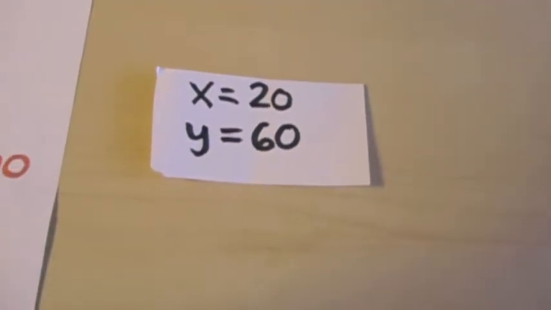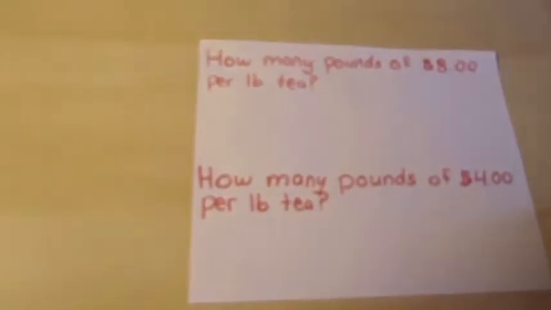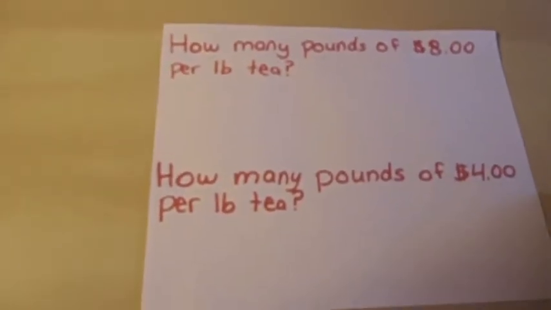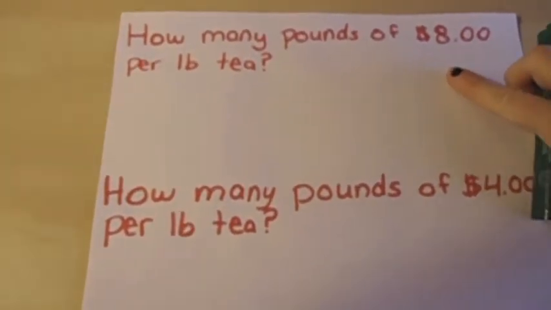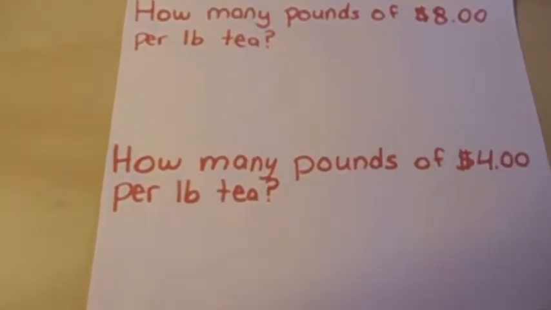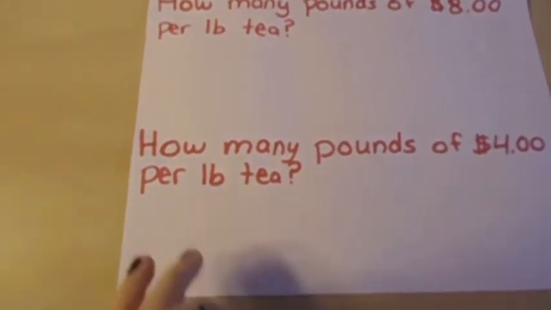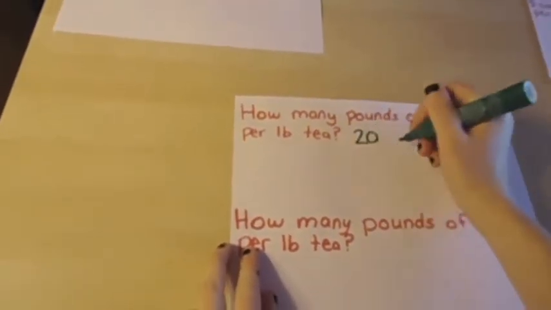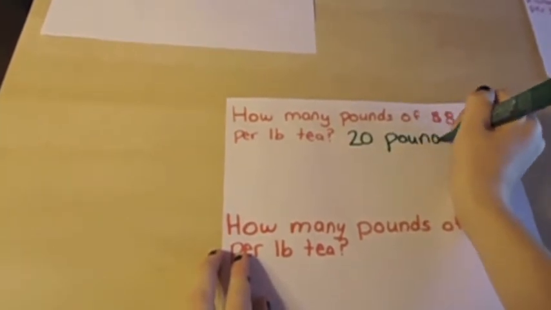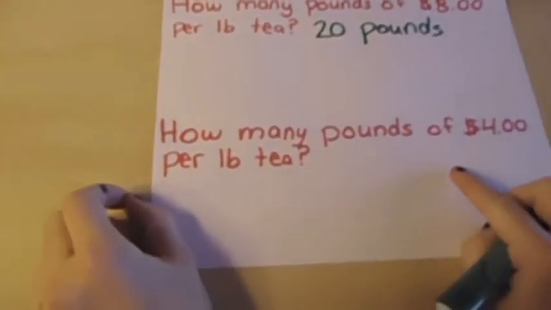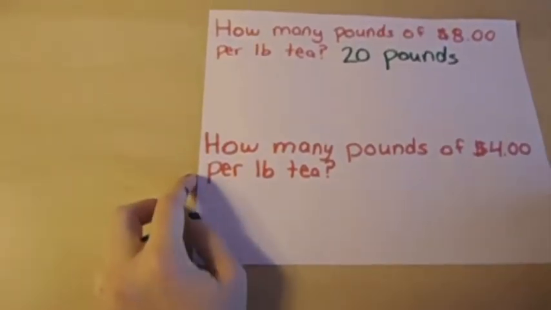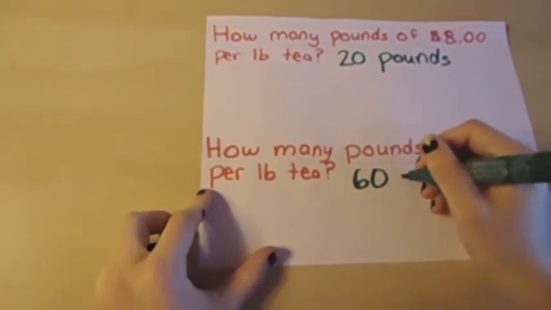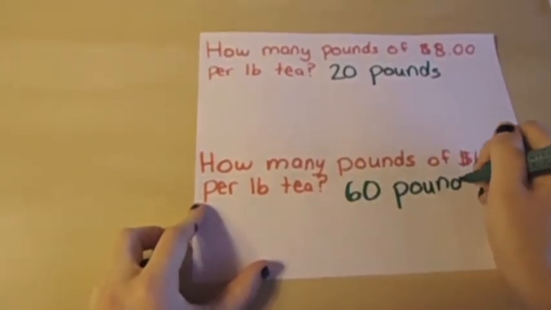But now we have to ask ourselves, what does this mean as far as the solution? If we go back to our two questions that we're trying to solve, how many pounds of $8 per pound tea, we know that we represented this with the variable x. So we know that the merchant used 20 pounds of $8 per pound tea because x is equal to 20. So we can put 20 pounds. And then for the question, how many pounds of $4 per pound tea, we know that we represented this with the variable y. So we know that the merchant used 60 pounds of $4 per pound tea.